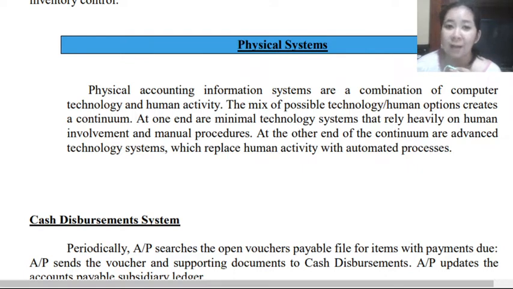So at one end are minimal technology systems that rely heavily on our human involvement and manual procedures. At the other end of the continuum are the advanced technology systems which replace the human activity with automated processes. Okay, so basically this is how an entity will illustrate how their expenditure cycle will take place, whether it is based on a manual procedure or an automated procedure.